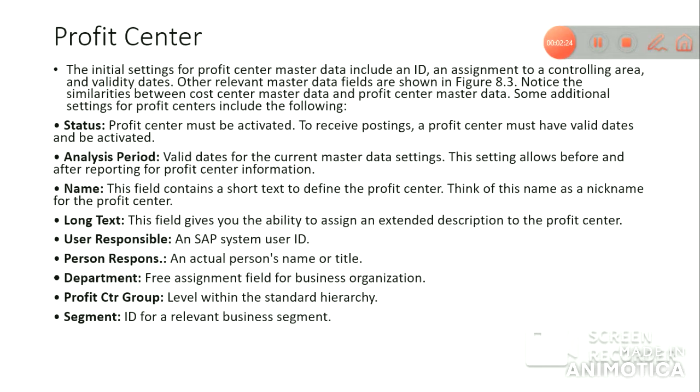Name. This field contains a short text to define the profit center. Think of this name as a nickname for the profit center. Long text. This field gives you the ability to assign an extended description to the profit center. User responsible: an SAP system user ID. Person responsible: an actual person's name or title. Department: free assignment field for business organization. Profit center group and segment. Profit center group: level within the standard hierarchy. Segment: ID for a relevant business segment.